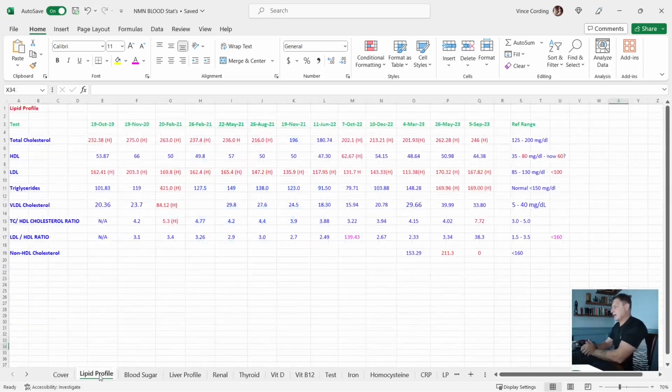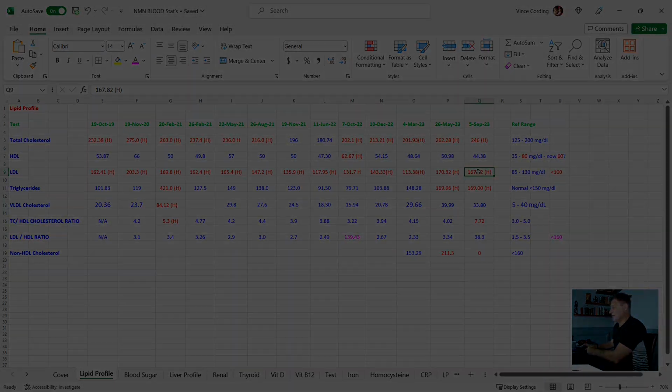So let's take a look at my lipid profile. You can see here my total cholesterol is still high, lower than last time. My HDL is within range as normal. My LDL is high, and you may know that I'm not really bothered about that, although it is lower than it was last time. And I'll play a video in just a second showing that people with high LDL actually had a lower risk of death.